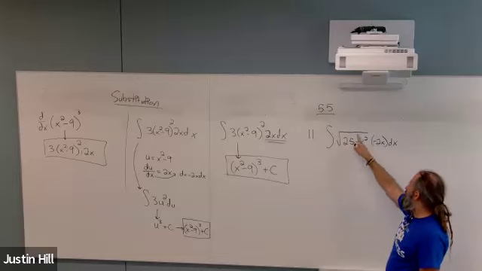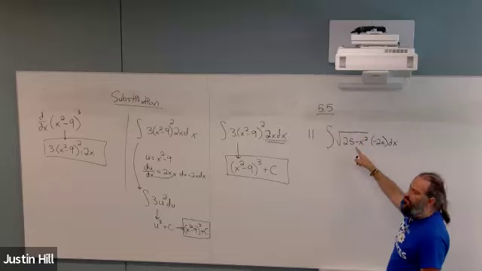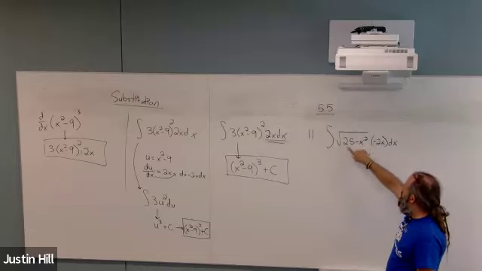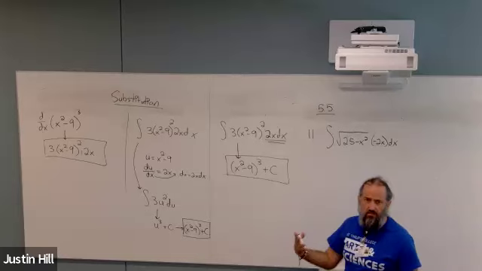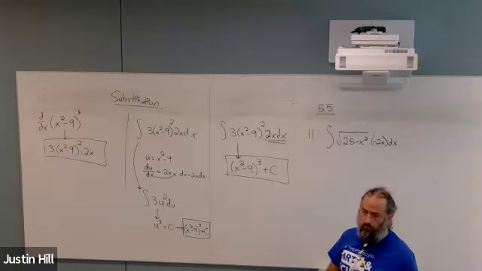Before, the best you had was maybe like a 5x or something like that, right? But now we have 25 minus x squared. So that's one of the flags that you might need substitution.